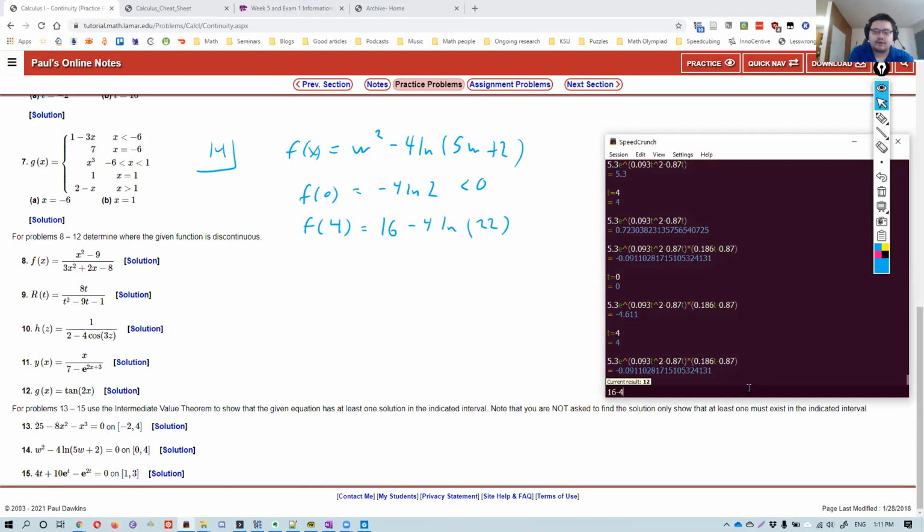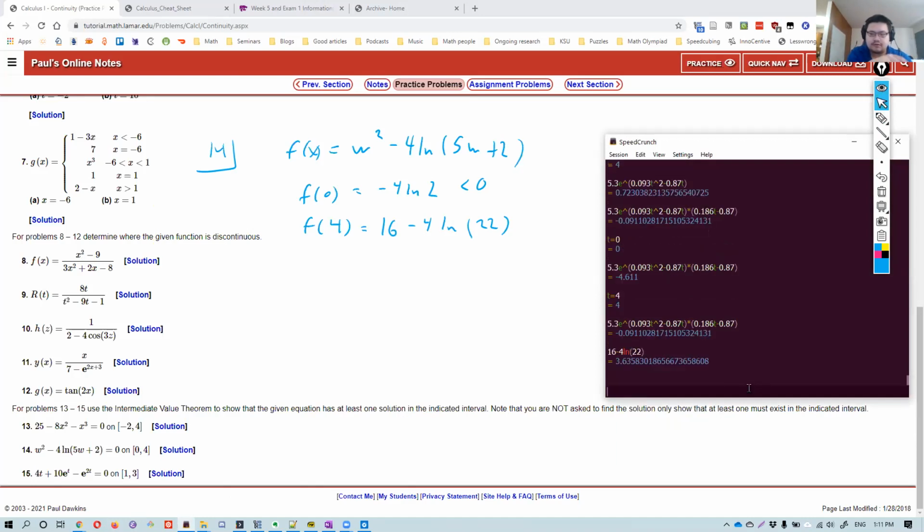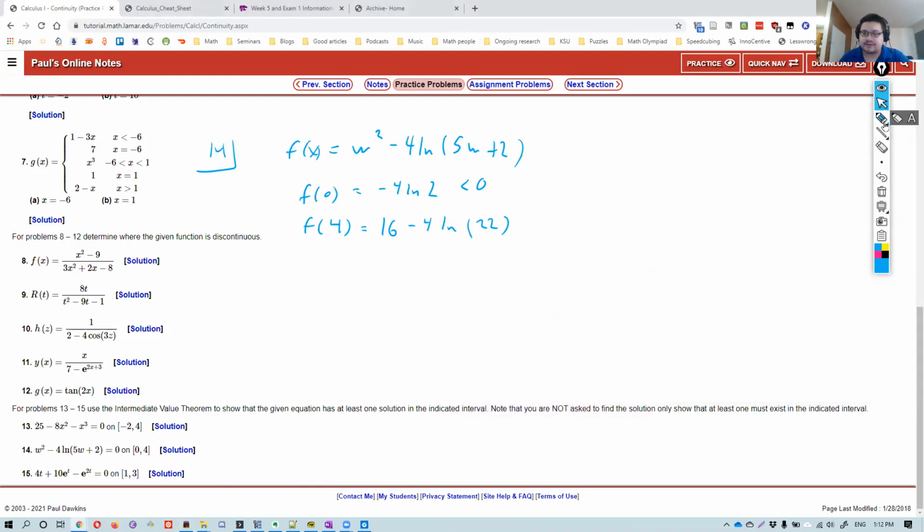16 minus 4. Does this have ln or log? It has ln. Great. Ln of 22. So it gave me some decimal value, but I don't need the precise number. What I need is to know, is this number positive or negative? And here it's positive. So this guy is greater than 0. And once we have these two things, we know that IVT is going to do the trick.